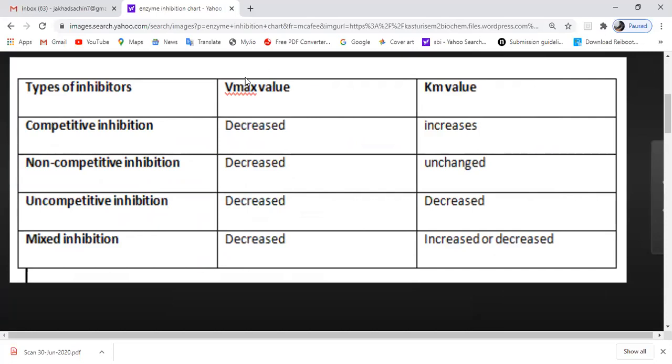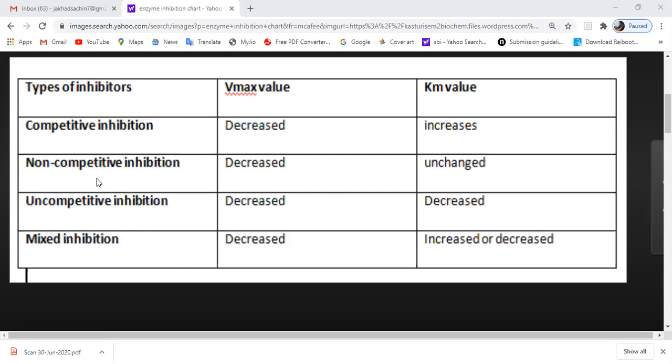So if this is a type of competitive inhibition, you will find that this Km, which is the substrate concentration at which the velocity is half Vmax, will increase, and the Vmax value will decrease. If this is increasing, this is decreasing, this type of inhibition is competitive inhibition. So based on these differences, you can categorize these types of inhibitors into four categories.